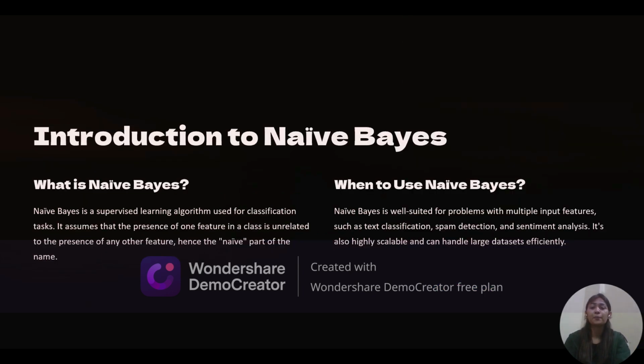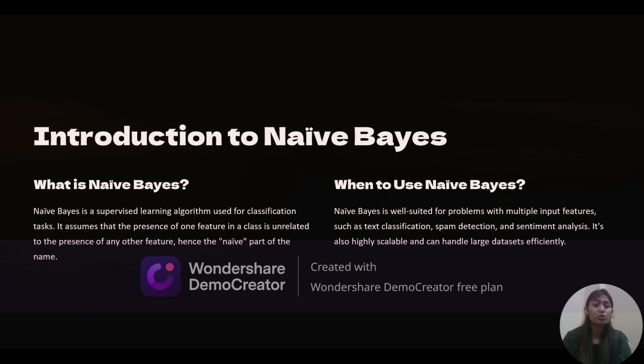Introduction to Naive Bayes. What is Naive Bayes? Naive Bayes is a supervised learning algorithm used for classification tasks. It assumes that the presence of one feature in a class is unrelated to the presence of any other features, hence the naive part of the name.